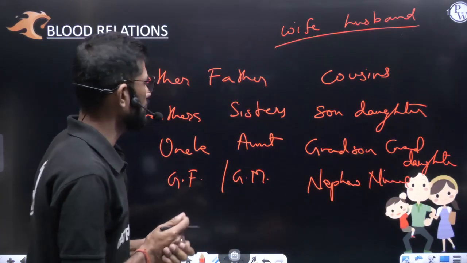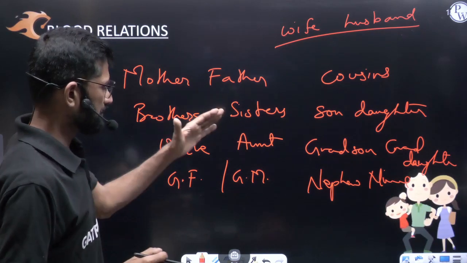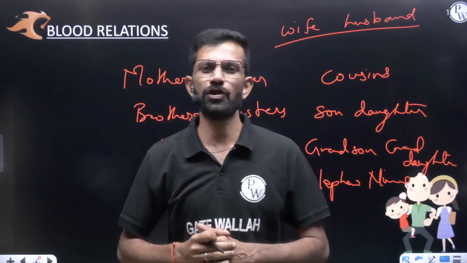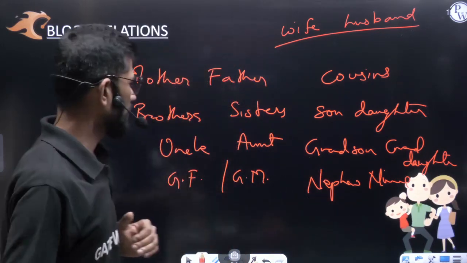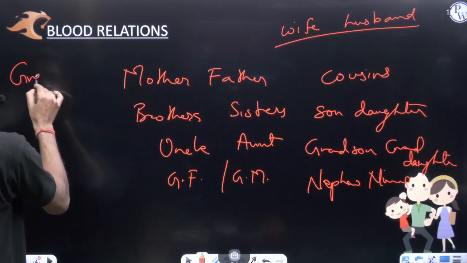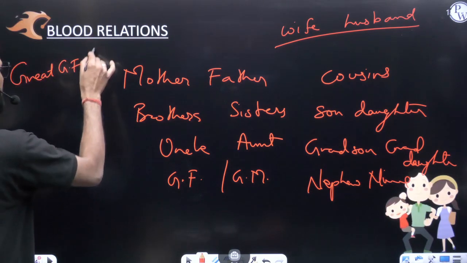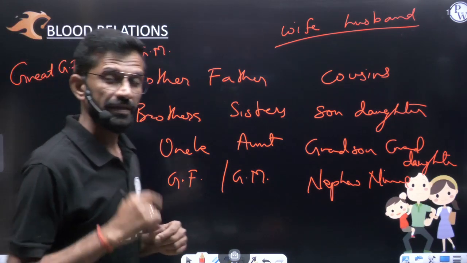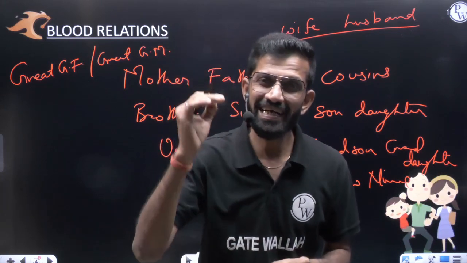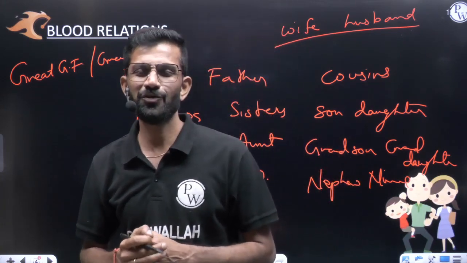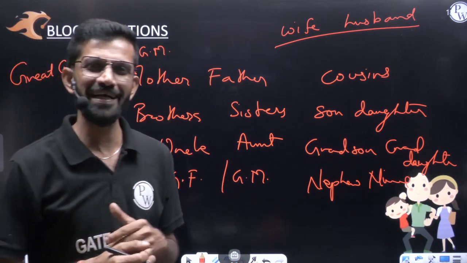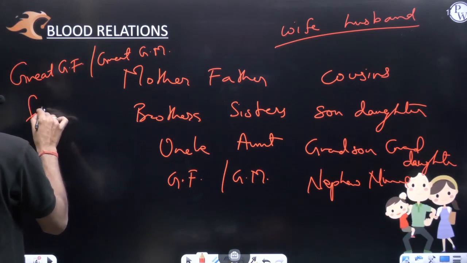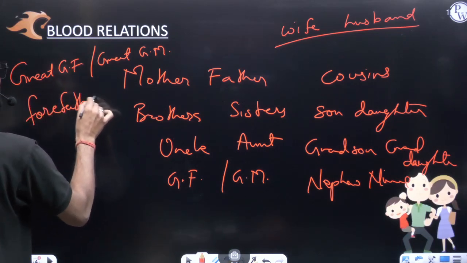One more important thing. I think up till now I have written a total of 9. Grandfather's father, what will you call? It will be called great grandfather. Similarly, great grandmother. Now the next important question: great grandfather's father, what will you call? You cannot use great square, great cube, more great, most great. So we use the word forefather or ancestor.